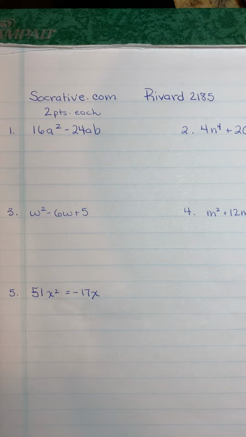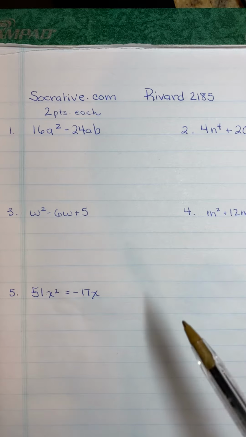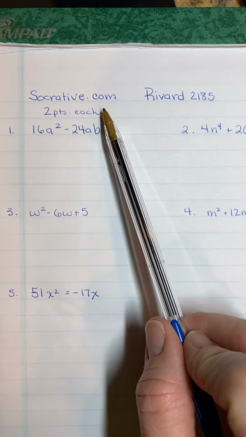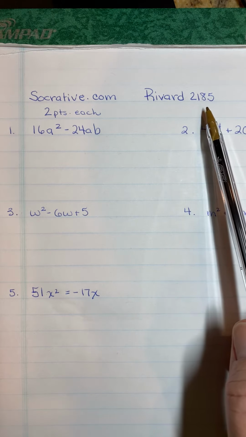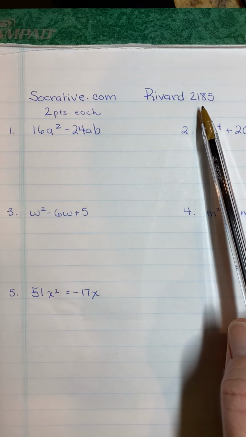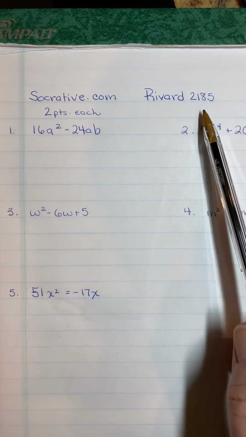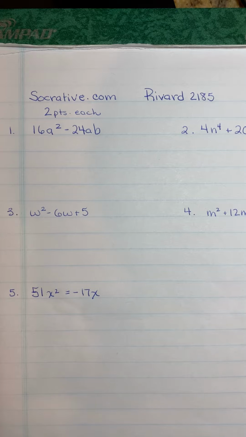That were on the Socrative quiz, your homework quiz, in case you would like to retake this tomorrow, Friday, before 3 p.m. I will have the quiz up first thing tomorrow morning, and I will close it at 3 p.m. I think I'm going to try the Socrative again, Socrative.com, Rivard 2185. All of our quizzes will be under this. I don't know if that's our room number or whatever, but write that down. That's what they will be under.